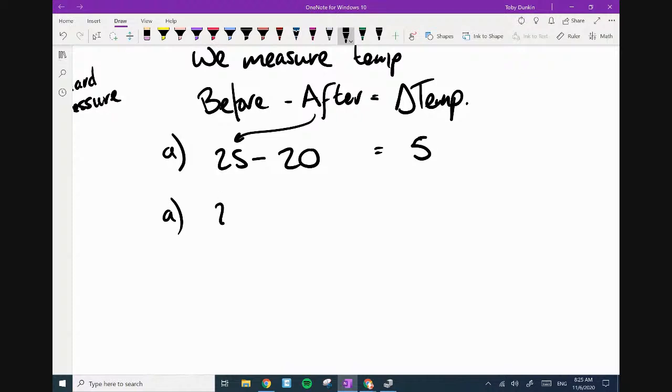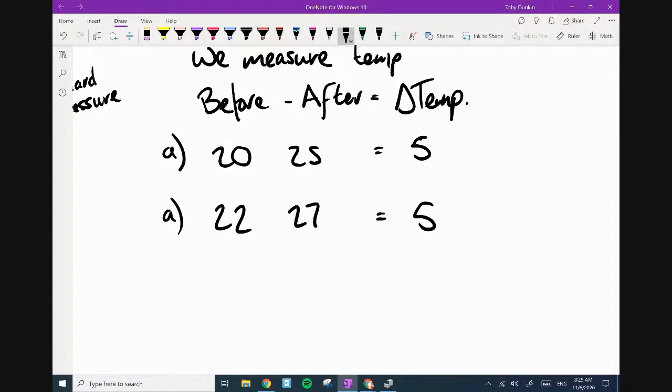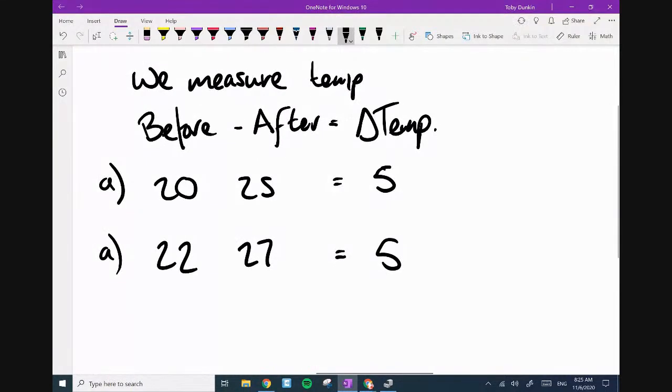But the point I'm trying to make is if I then repeat the experiment and I do the experiment at 22 degrees at the beginning, where is it going to end? Well, if I've repeated the same experiment, chances are I'm going to achieve 27, and I will get the same change.